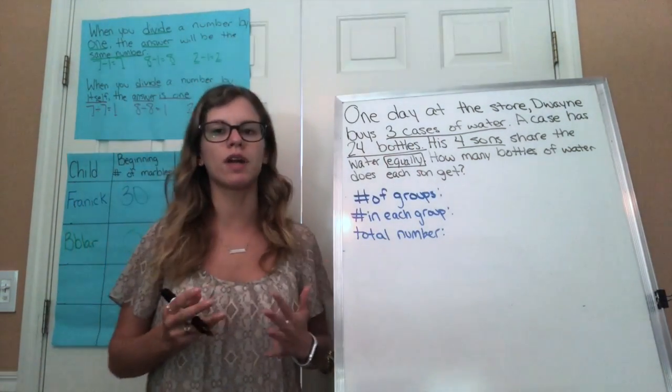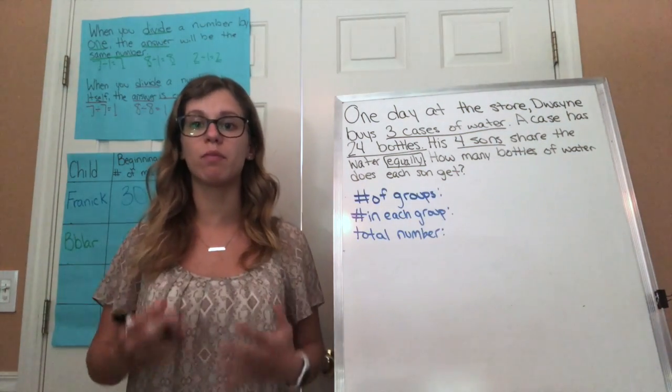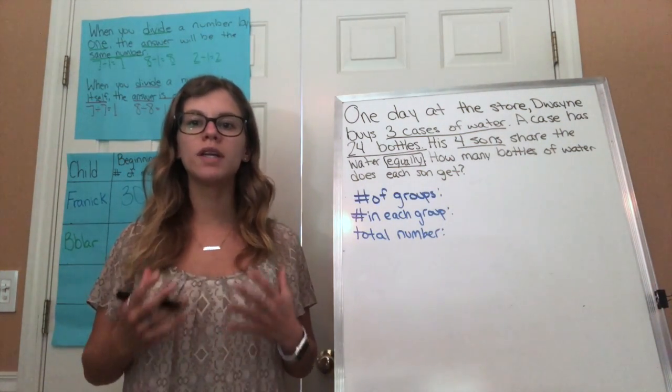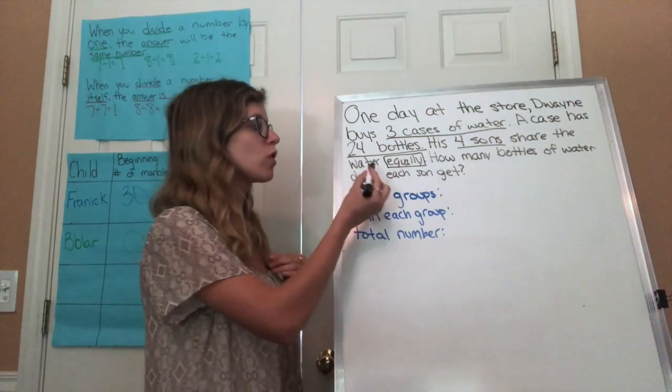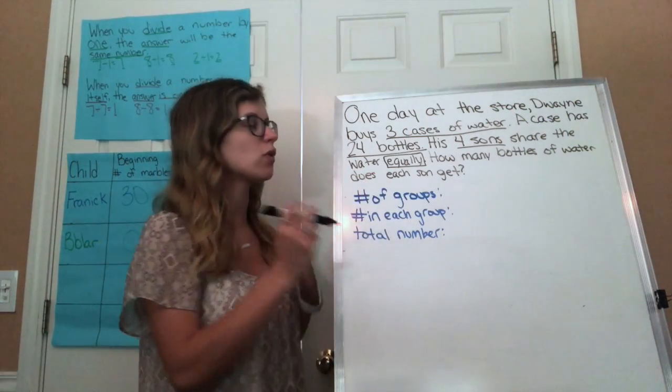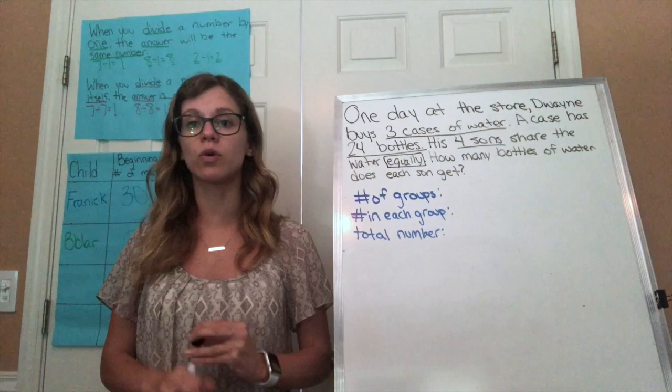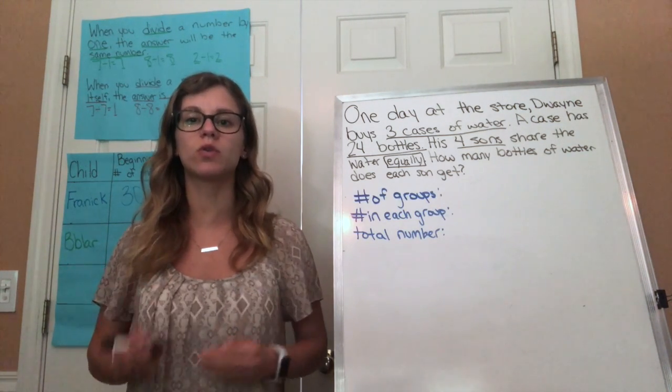What I want you to do right now is think about this multi-step problem. What information do I already know from this word problem that I can put down here, and where does this information go? Where can I sort it in my notes? Pause me and think about how you can sort your notes right now.